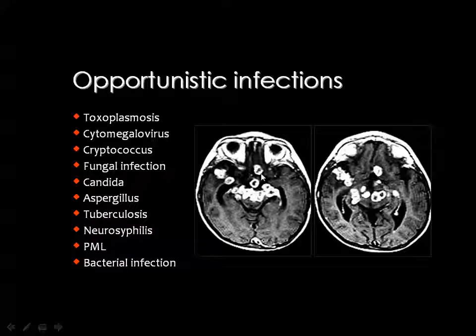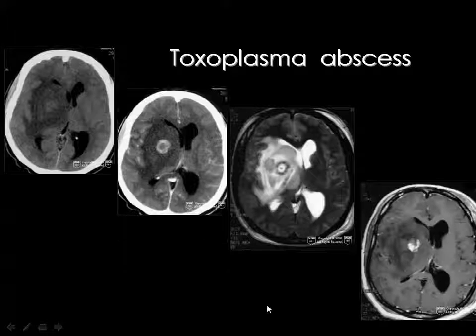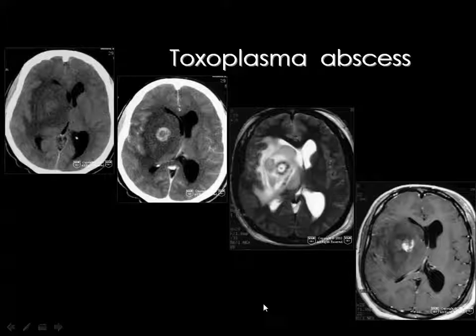You remember that these are tuberculomata, which are a little bit larger than the usual tuberculomas, and you should expect this in immune-compromised patients. I cannot say that this is the classic appearance of toxoplasma abscess in the brain, but this is a usual finding in many of the cases.